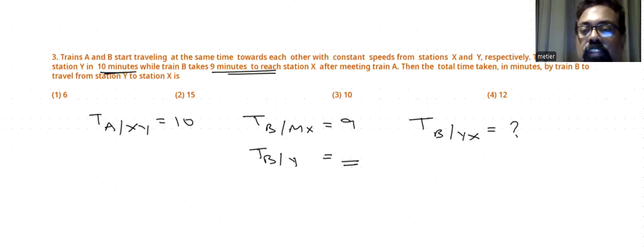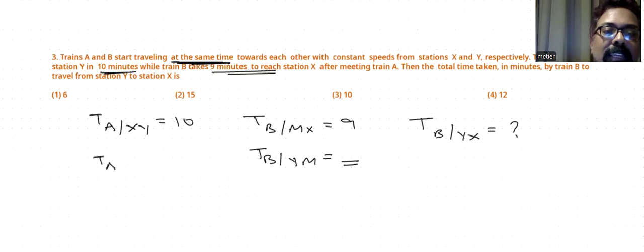Right. Now check it. Both the trains start traveling at the same time. That is a very important word here. Means the time taken by train A to cover YM will be the same. This time and this time will be same.